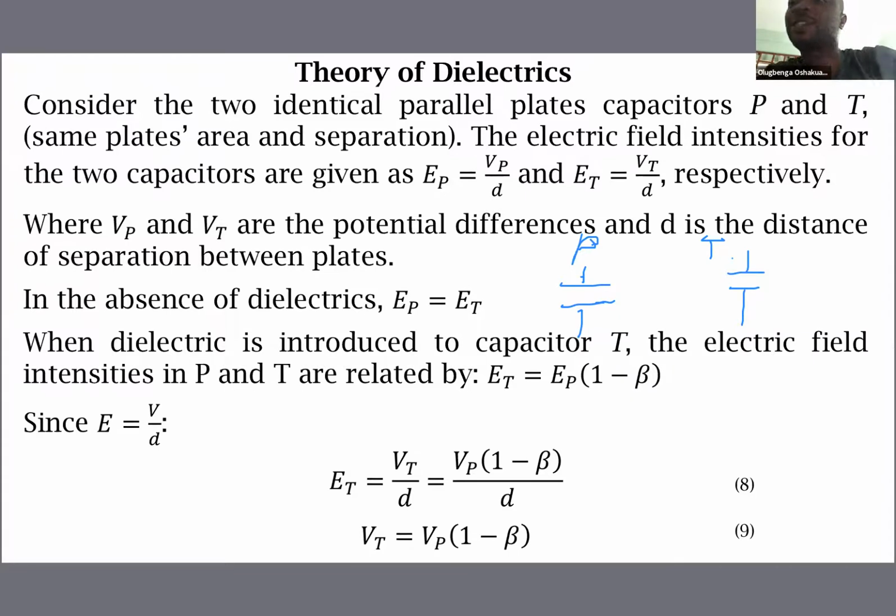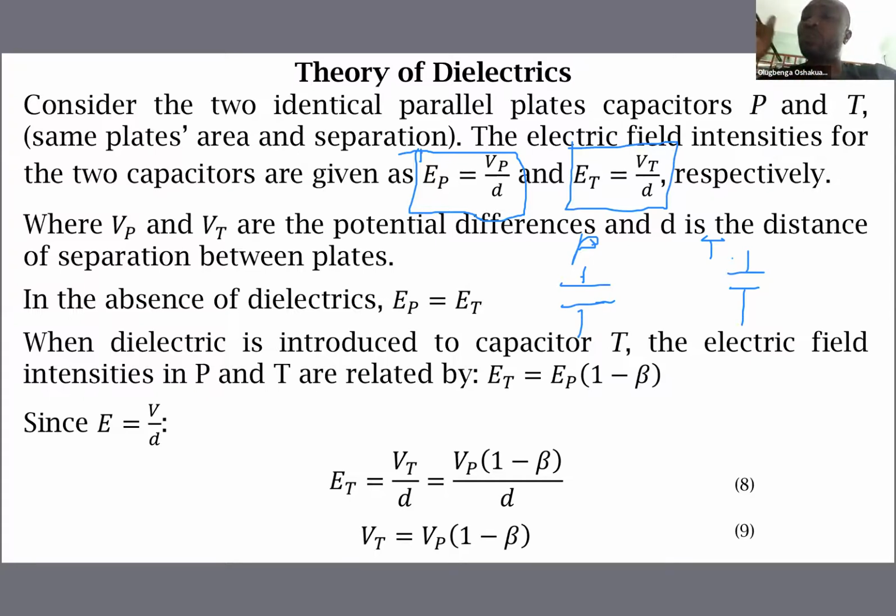And the electric field that is set up in P is EP, which is equal to the potential difference across the plates divided by the distance of separation. Similarly, the electric field set up in capacitor T is equal to the potential difference across the plates of capacitor T divided by the distance of separation between the plates in capacitor T. We said the capacitors are identical. That means that the capacitance will be the same. The electric field will be the same. And all that for now.